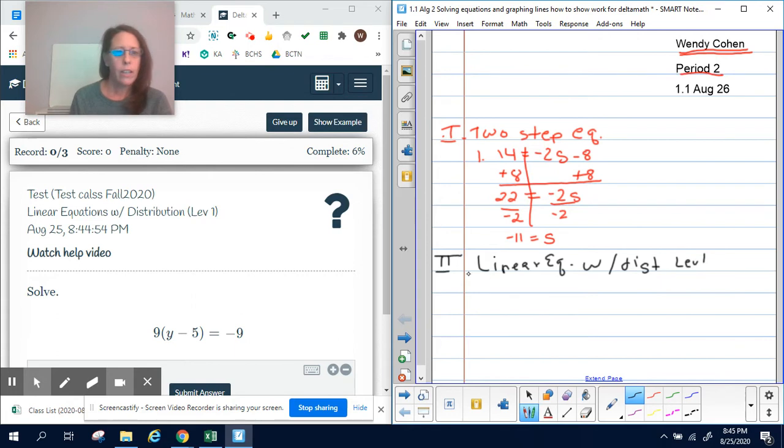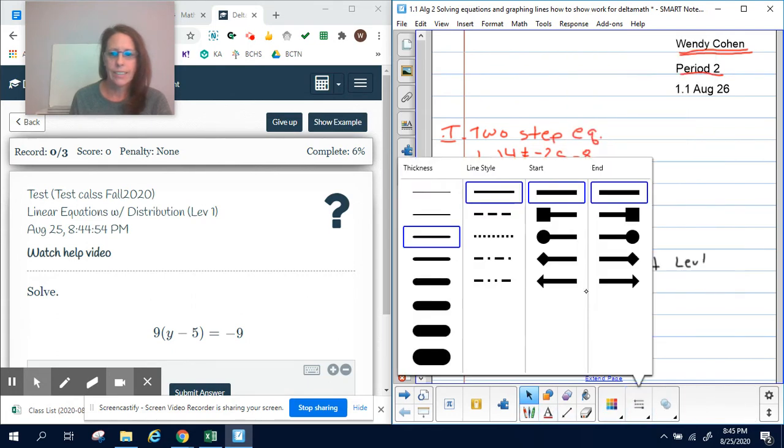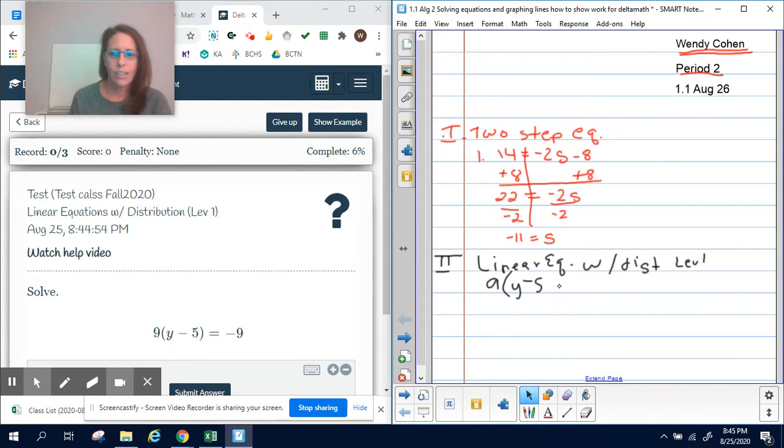Level 1. And the first question that they're giving me is 9 parentheses y minus 5 equals -9. Refresher, you have to multiply 9 times y, and then also 9 times -5 and write the result. And then finish this question by doing inverse operations.